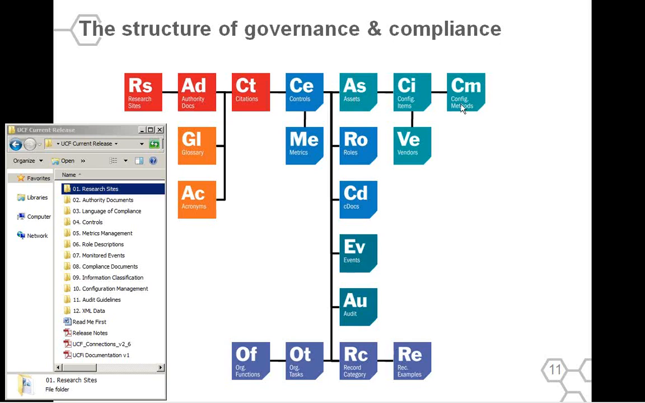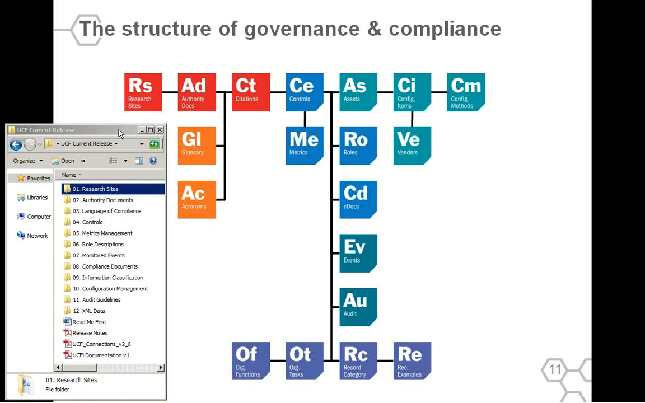I appreciate your attendance. We're going to go through just a couple of areas of the Unified Compliance Framework and what we deliver and how we deliver it. This is going to focus specifically on the spreadsheets, which means we're going to be focusing on the areas around authority documents, citations, and controls. So really just these three areas from the structure of governance and compliance.